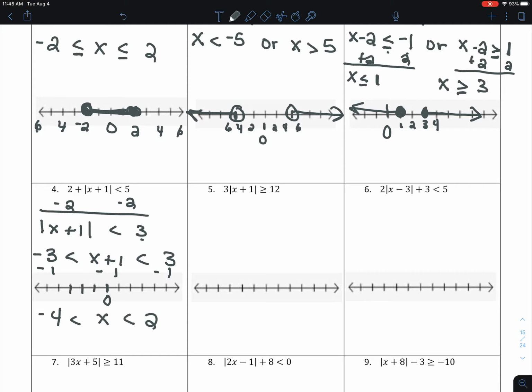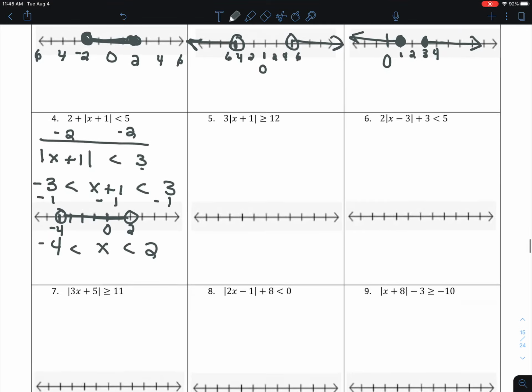So because it's less than, on the number line we have negative 1, 2, 3, 4, negative 4, and this is 2. So we're going to have open circles, shaded in between.